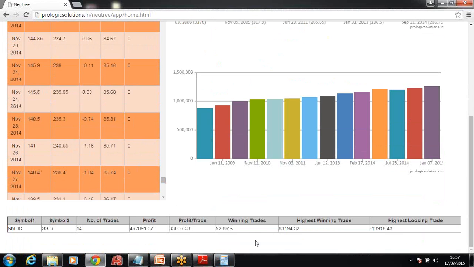And again you should check the winning trades here is 92%. Out of 14 trades, 92% of the trades are positive trades. So it's very important that you take these two things into factor. I don't see any reason why your portfolio shouldn't double or why you should be making any loss.